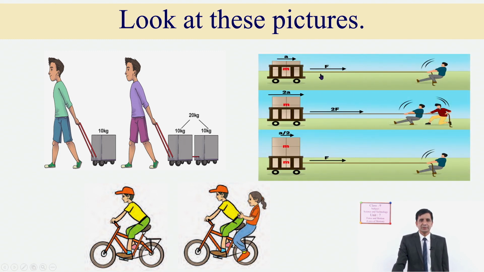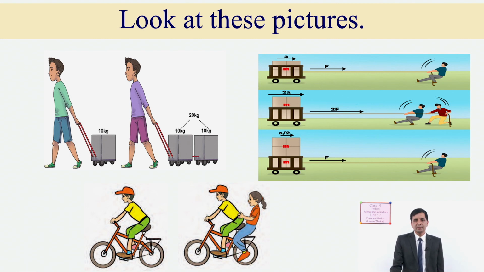And in this figure, look once, this load of mass m is pulled by the force F with the help of a rope, so that acceleration a is produced on the body. This body begins to accelerate. Accelerate means the body starts to move with greater velocity, isn't it? So due to the change in velocity, acceleration is produced in a body.